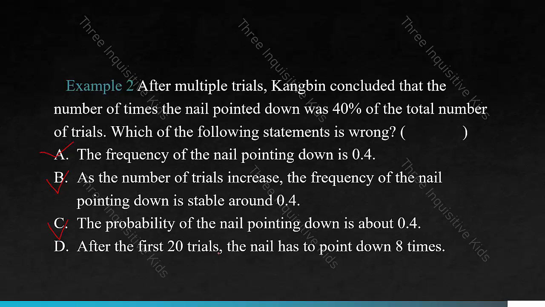D. After the first 20 trials, the nail has to point down 8 times. Well, if you do 20 times 40%, the same thing as 2/5, that's the same thing as 8. But our answer is still D. This is so wrong because they say that the nail has to point down 8 times. That one word could change everything.